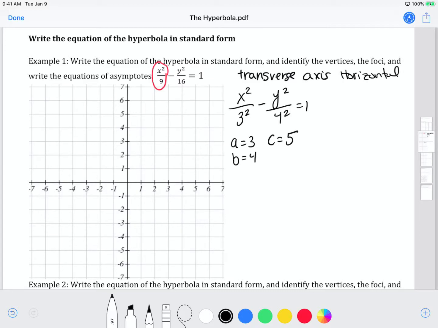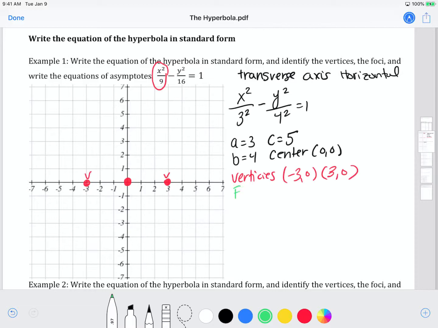If you notice, there is no shift, so the center is going to be (0, 0). So let's draw the center. Since my transverse axis is horizontal, I'm going to come out 3 in either direction from the center in order to find our vertices. So here's one vertex, and here's the other vertex. So my ordered pairs for the vertices would be (-3, 0) and (3, 0).